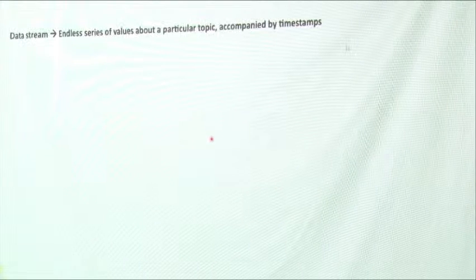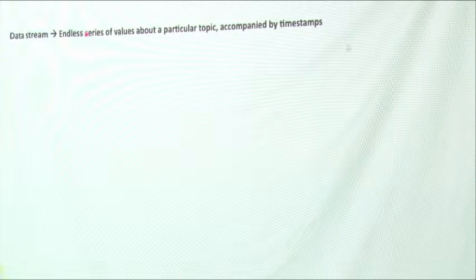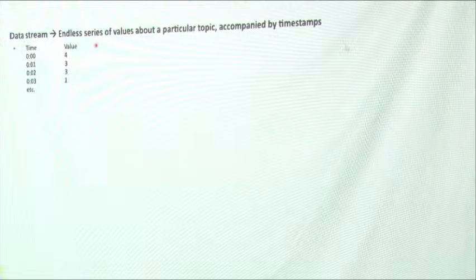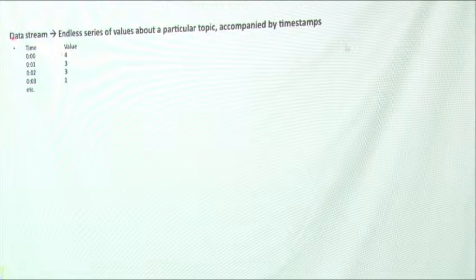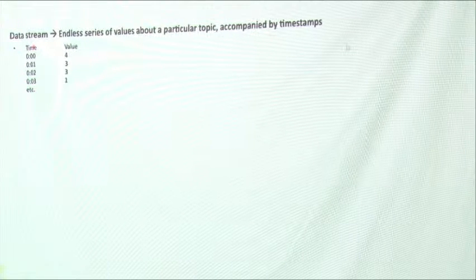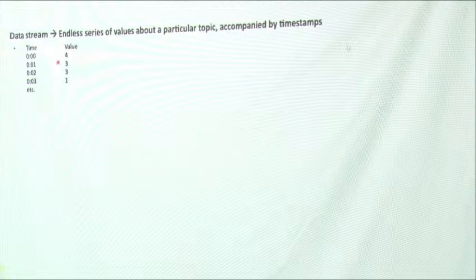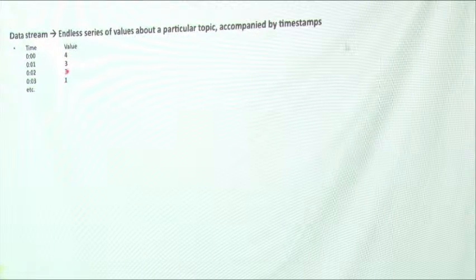So, as an introduction, for those of you who are maybe not familiar with the term, data streams are endless series of values about a particular topic, and these values normally or always come together with a timestamp associated to the specific value. For example, here on the left side you see a time domain that is incrementing row by row, and on the right side you see a specific value associated to this timestamp. As you can see, the values are dynamically changing over time.